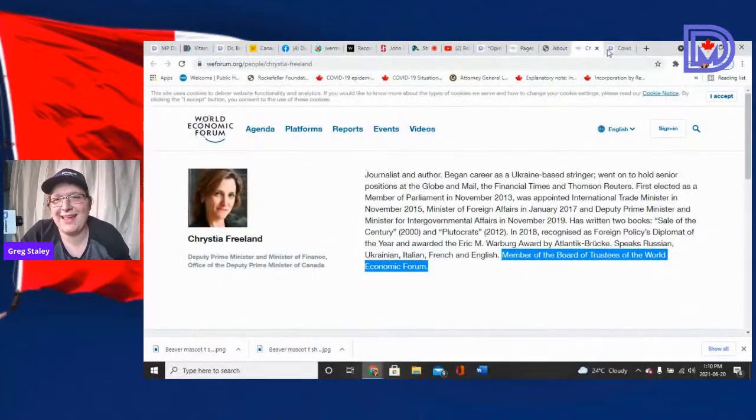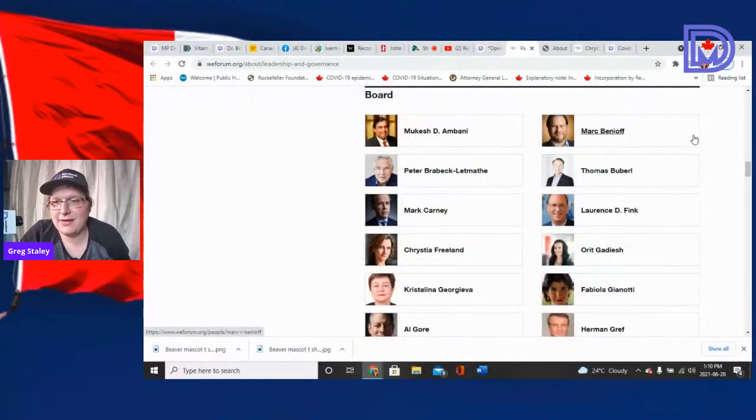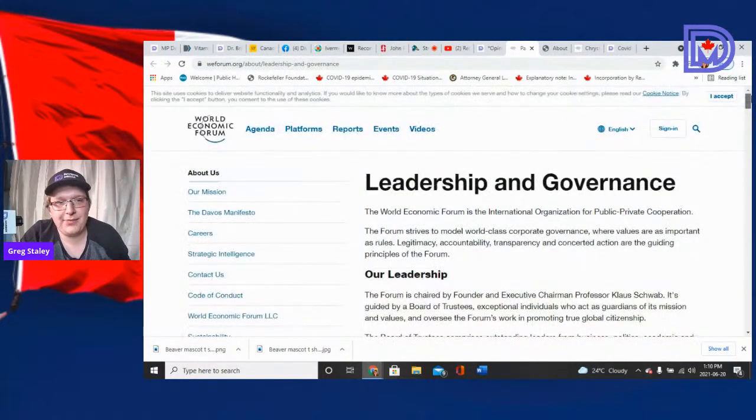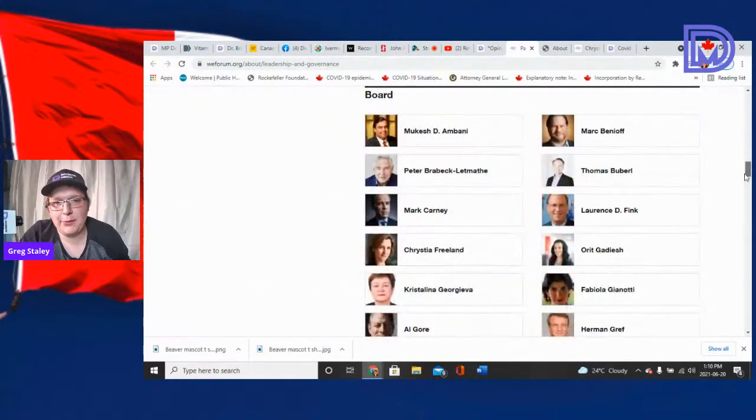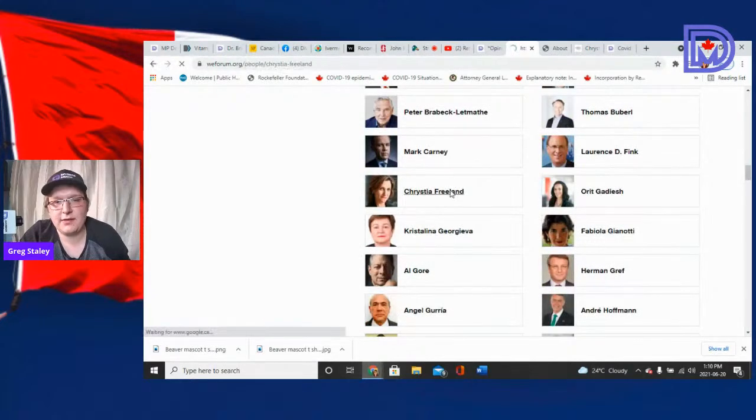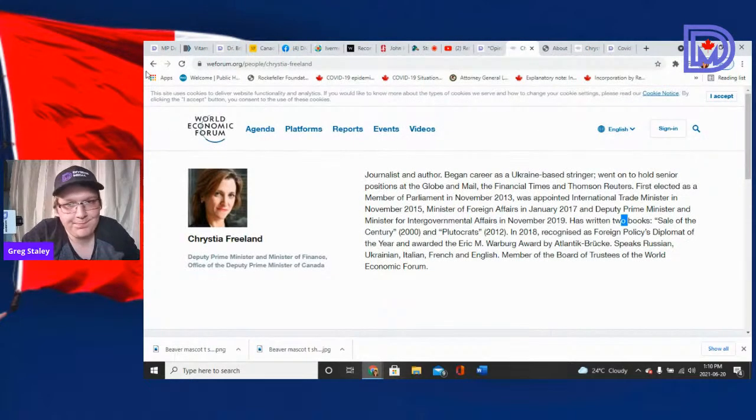You can check that article out more. But here she is. Here's the picture. Board of Trustees. And for the people who maybe don't believe me, although it's all linked. Leadership and governance. You can see we're on the World Economic Forum website. Oh, look, Mark Carney too. Chrystia Freeland. Oh, wait, no, I didn't show that to anyone, did I? Oh, here it is. World Economic Forum website, leadership and governance board, Chrystia Freeland. Click it, go to her profile.